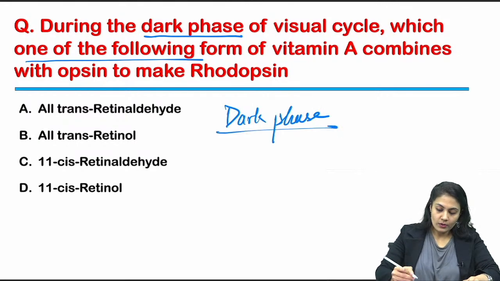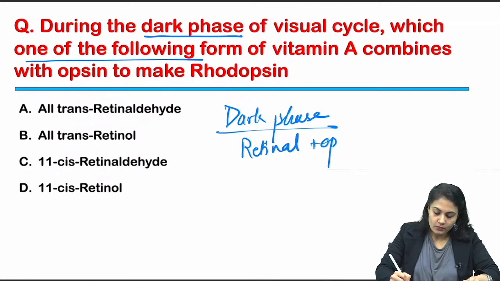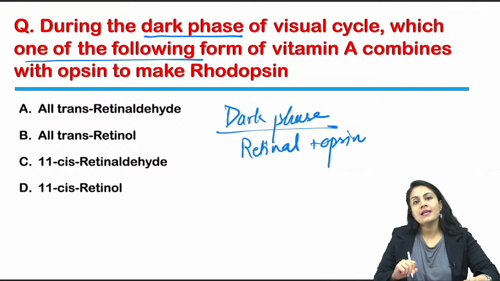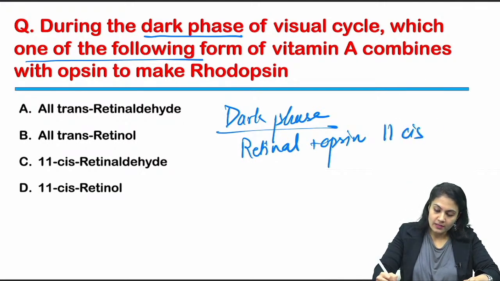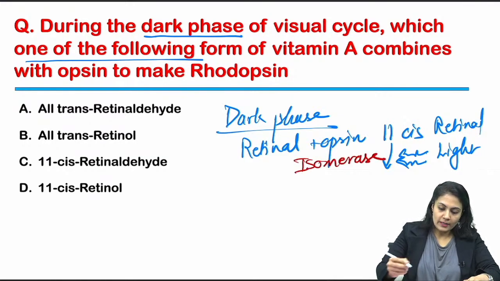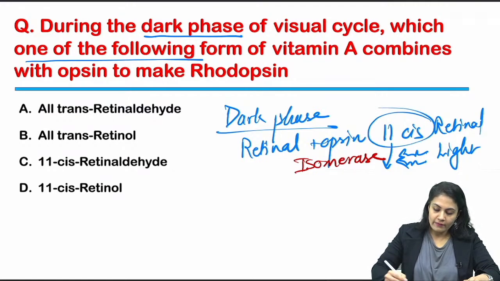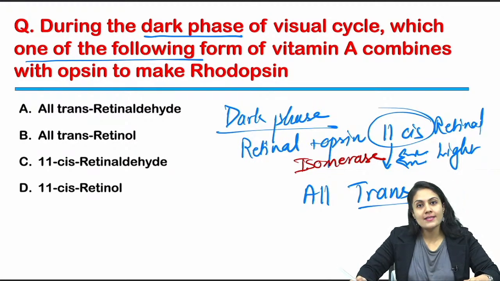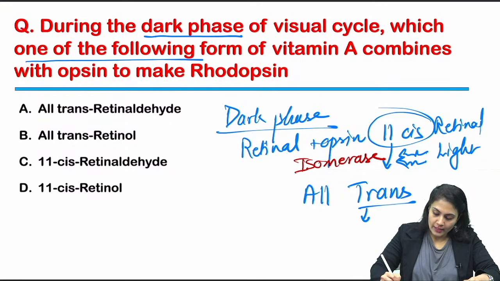In the dark phase, what is going to happen? The retinal is present. Which retinal is present with the opsin? Remember, please, cis comes first. That is 11-cis retinal is present, which will be converted via the isomerase. As soon as light falls on the rods and cones, isomerase will be active. The isomerase causes conversion of 11-cis into all-trans retinal, right?